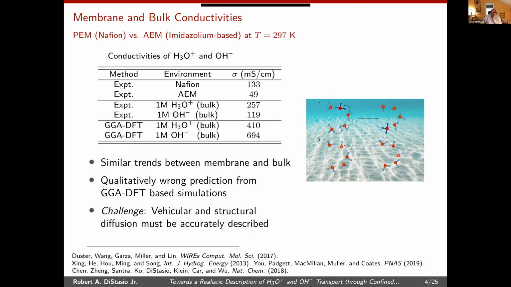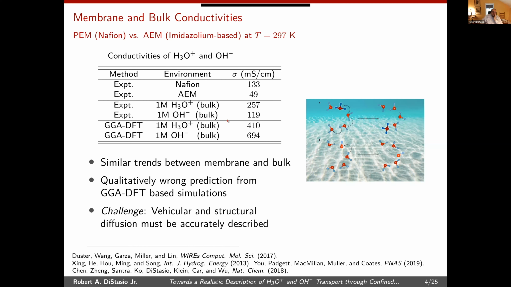So if we take a look at experimental results for the conductivities of hydronium and hydroxide in something like Nafion, again, this is the proton exchange membrane, and an alkaline exchange membrane that was developed at Cornell, you see a nice trend, right? You see that the hydronium is about 2.5, or 2 and change, times faster than the hydroxide. If you look at the bulk, 1 molar hydronium, 1 molar hydroxide, you basically see the same thing. So in bulk, there are similar trends between membrane and bulk.